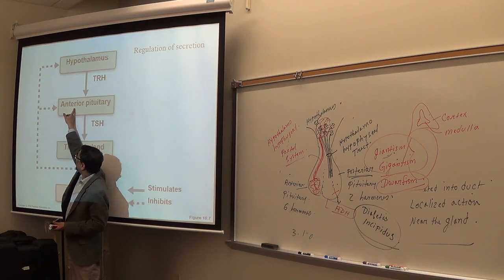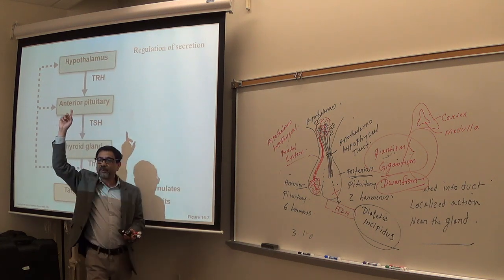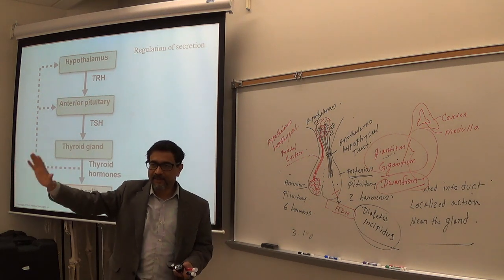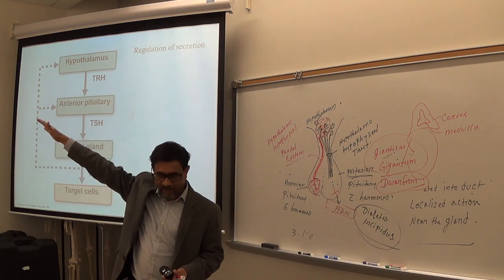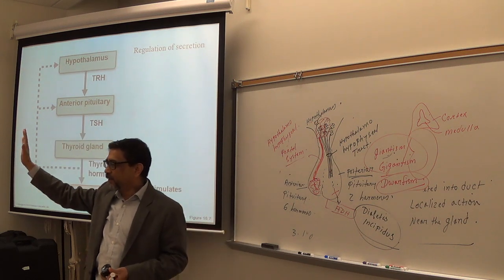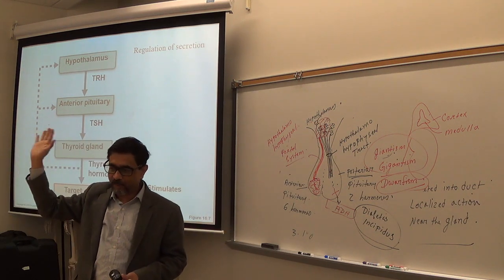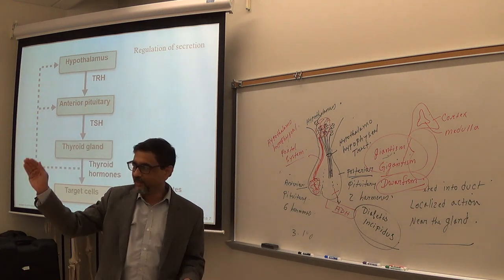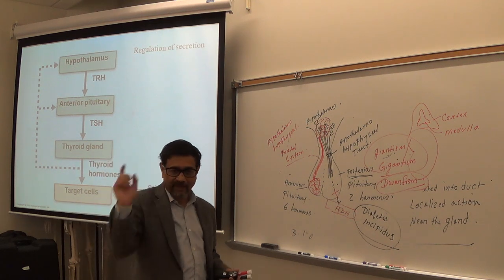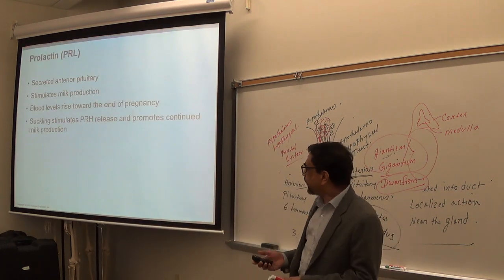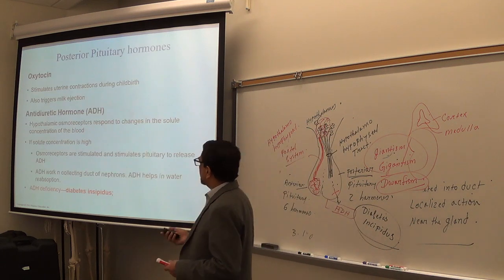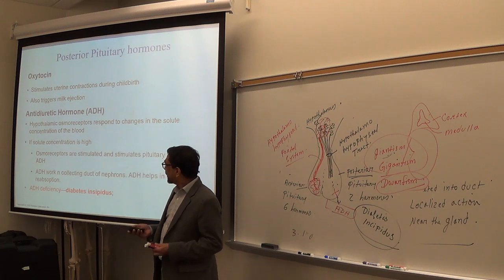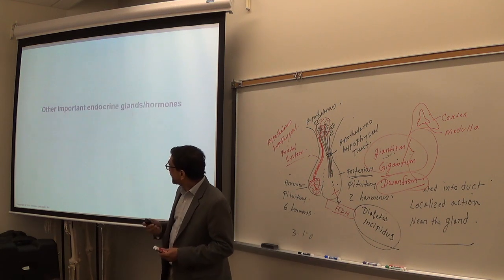Negative signal will go to the pituitary as well as to the hypothalamus. It's shown by broken line. Negative, right? Inhibition is going to the anterior pituitary as well as to the hypothalamus, telling them don't secrete or send signal anymore because I have enough hormone already, right? So the secretion will be stopped. So that is called negative feedback mechanism. I have already talked about the oxytocin, antidiuretic hormone, prolactin.